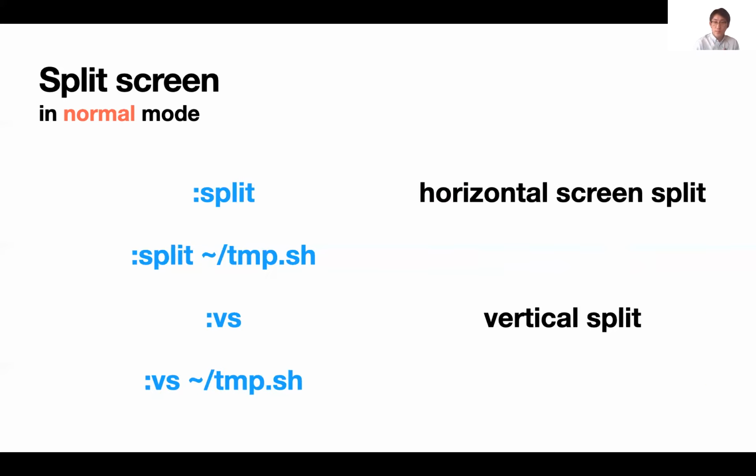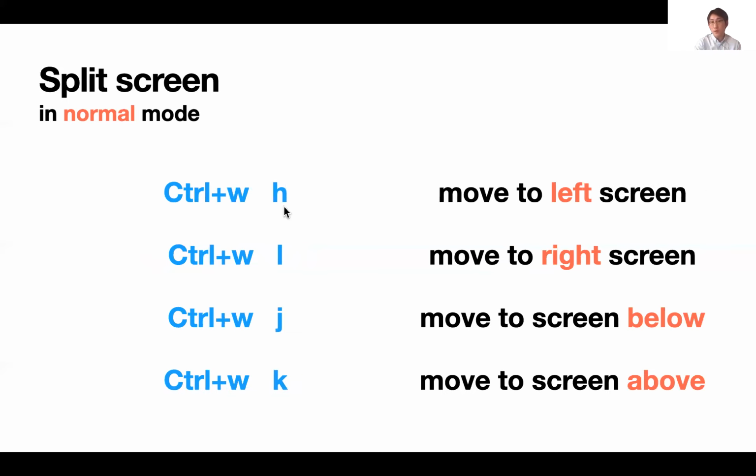So when you split the screen, you have to move around, but in order to move around, you have to know this shortcut. So in order to go left, you have to press Ctrl W first, and then H. And then if you want to move to the right, Ctrl W and L. Just note that HJKL is the same key for moving around your cursor. You're just putting Ctrl W in front of it. So your moving keys are exactly the same.